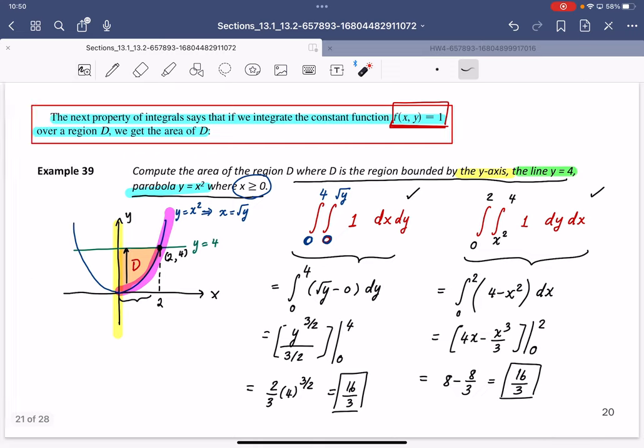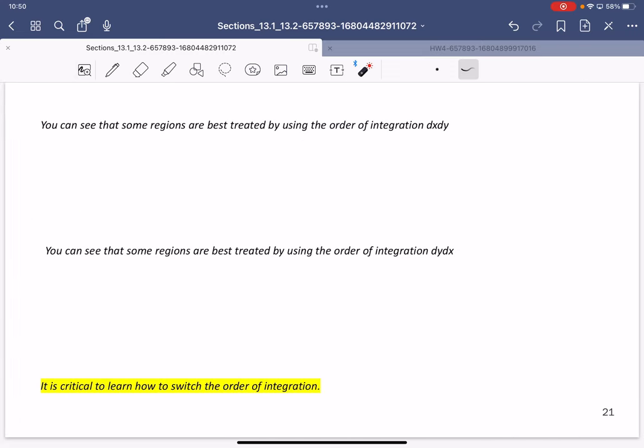Well, this is the idea for the integration in two dimensions. I say that some regions are best treated when you do the dx dy. Which one is better when you do the dx dy? It's the one where you draw the horizontal line and you don't have to cut it.